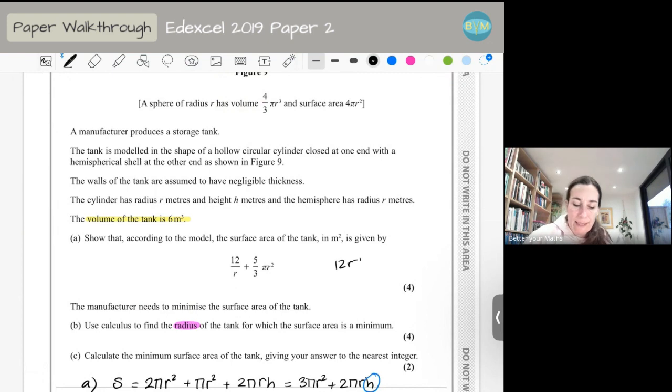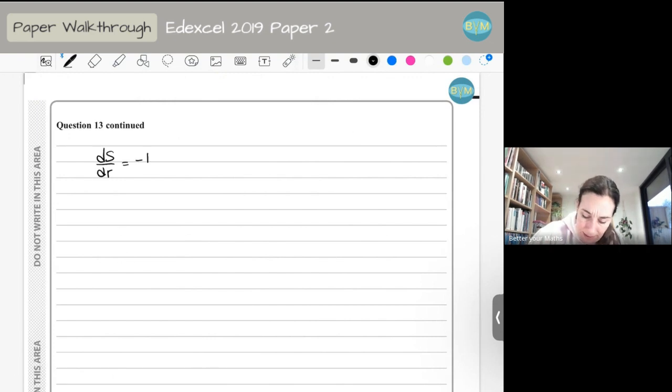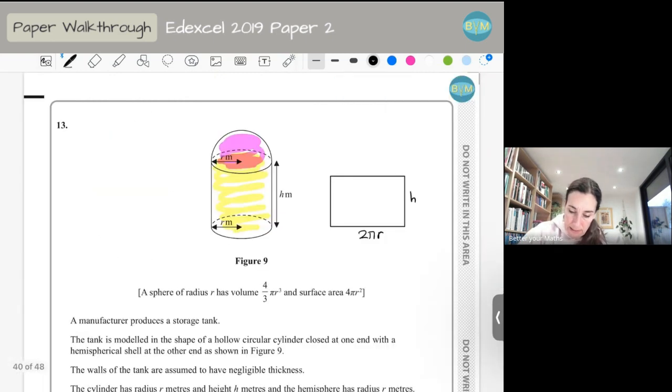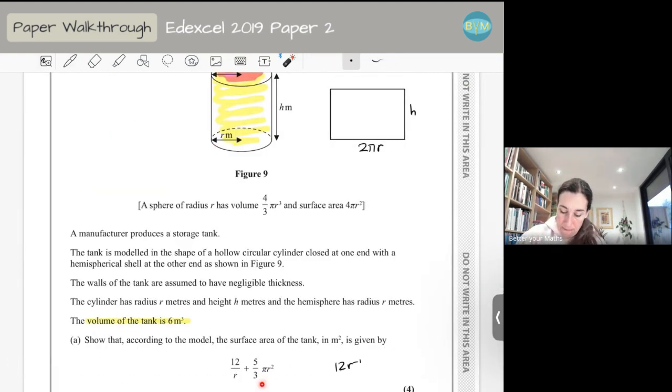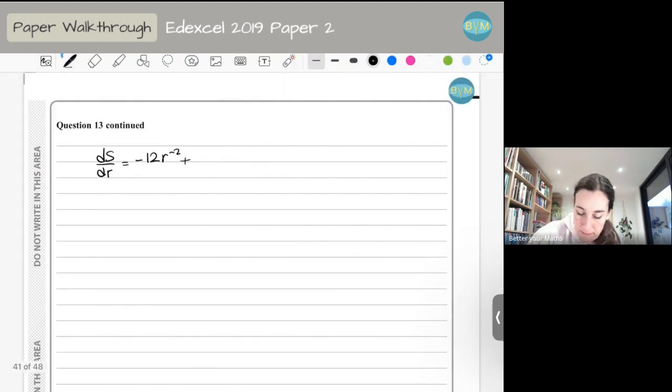Yeah. When I differentiate that, I have minus 12 r to the power of minus 2. I'm differentiating, not integrating. Sometimes we mix them. Minus 2. And then the second part is 5 thirds multiplied by 2. So 10 thirds pi r. That must be equal to 0.